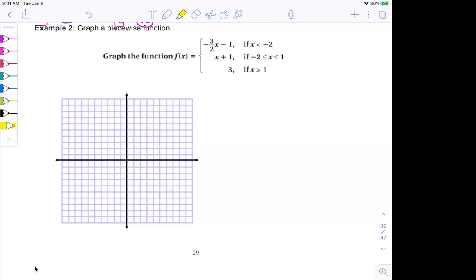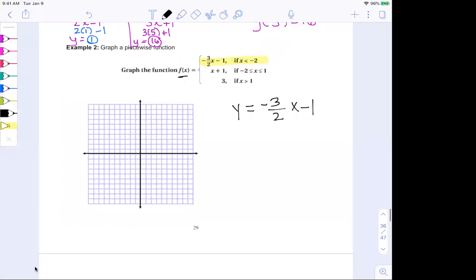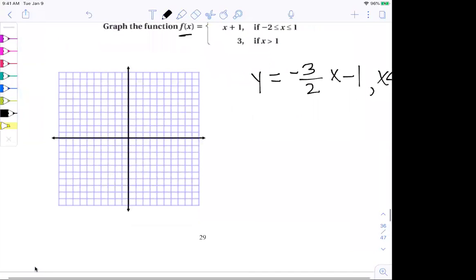So I'm going to look at equation number 1, and I'm going to write it separately. F of x and y are interchangeable. So I'm going to really think about this as y equals negative 3 halves x minus 1. I'm going to ignore the other 2 equations. Piecewise functions are contained in this chapter because we have lines, and lines together make a function. So we're going to graph this line, and I'm going to go with purple to graph my line.